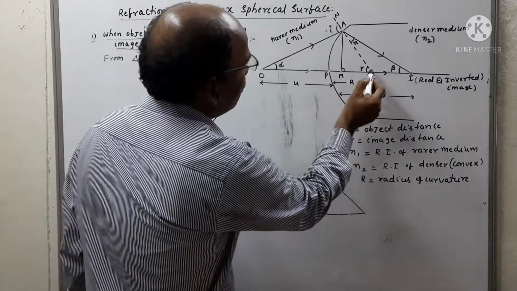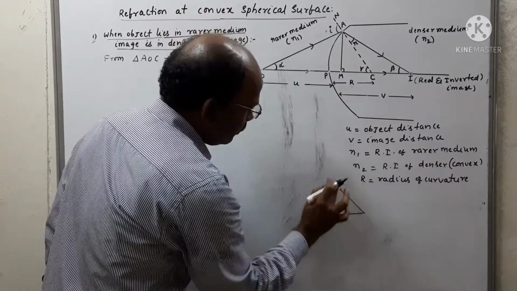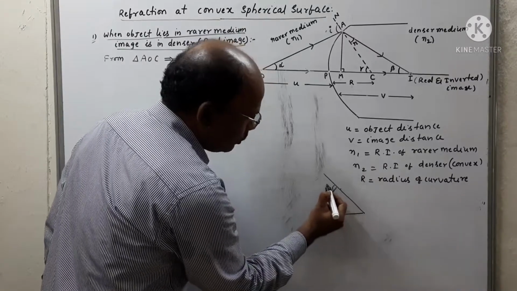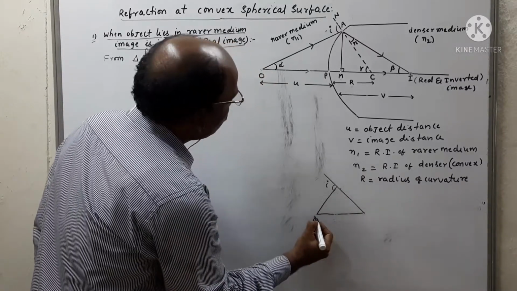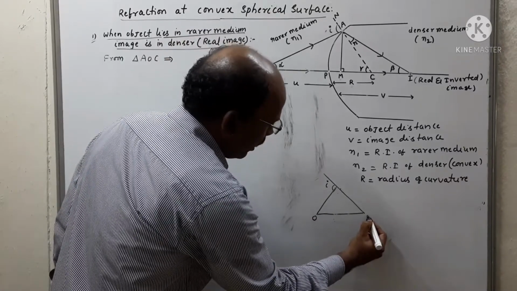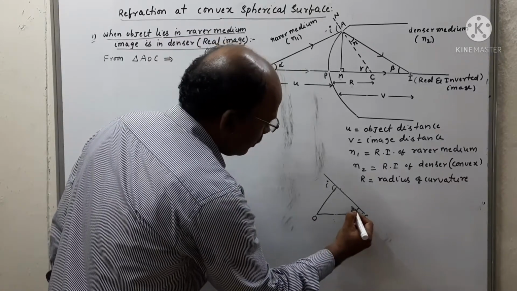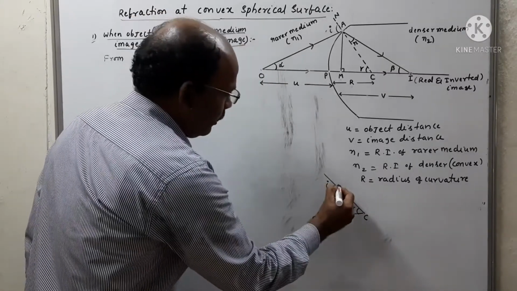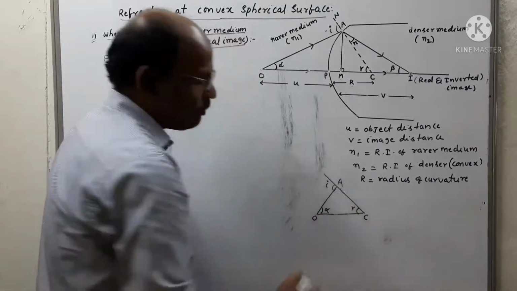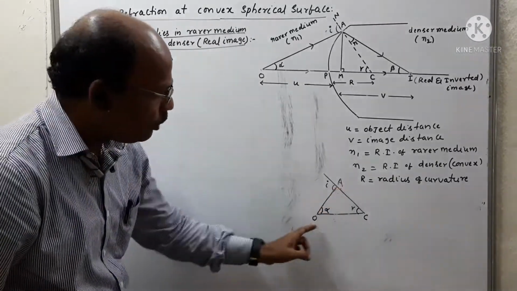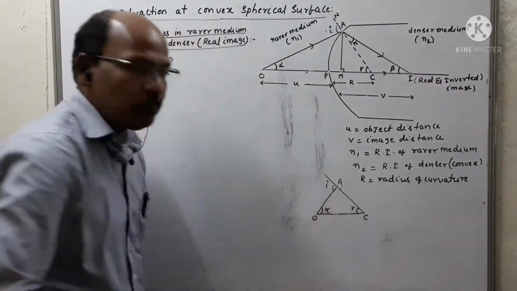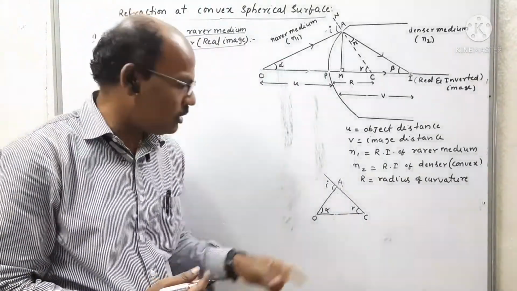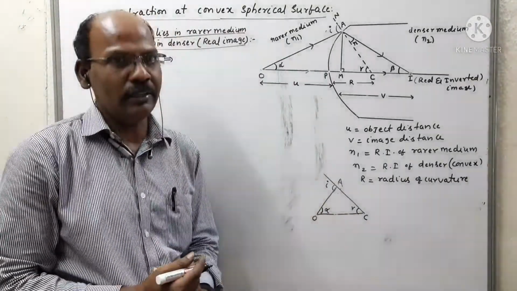So this is the angle we consider. So this is the angle. So this is I, this is O, and this is point C. So this is gamma, this is alpha. So A, O, C. If you consider the triangle AOC, these two are opposite interior angles. So the sum of opposite interior angles is equal to the exterior angle.